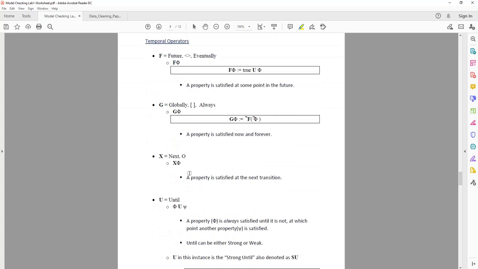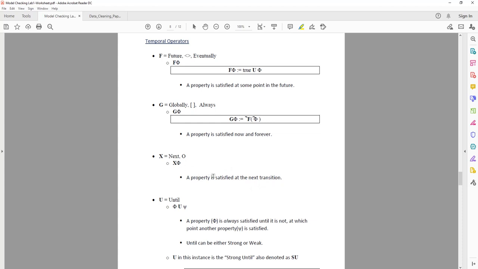So X is basically our next. It's also sometimes denoted by a circle. This means our formula or property is satisfied at the next transition. Actually, I'm just going to call them properties from now on. I know I've been calling them formulas and sometimes atomic propositions, but we're going to call it a property. So a property is satisfied at the next transition.